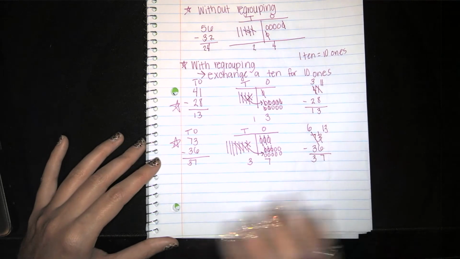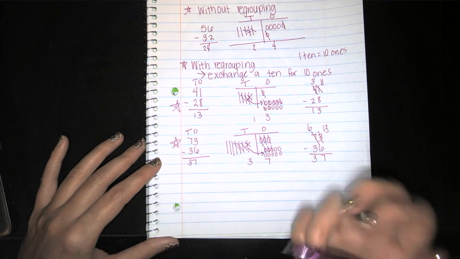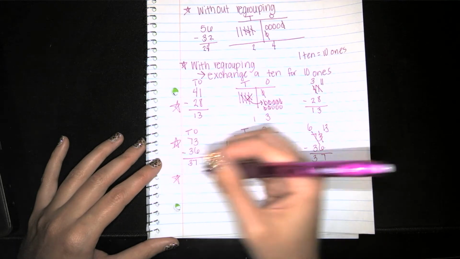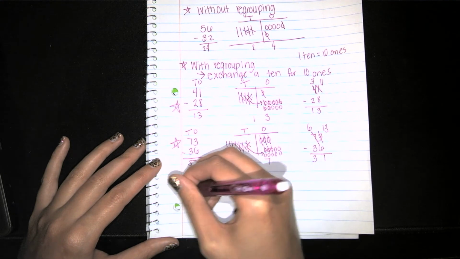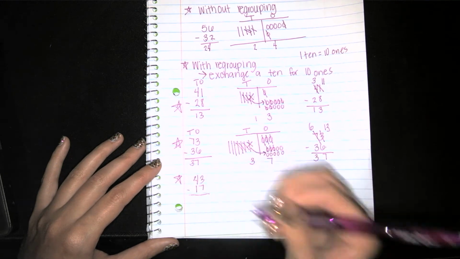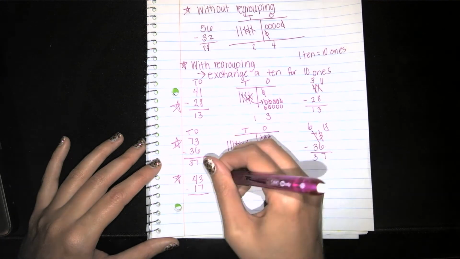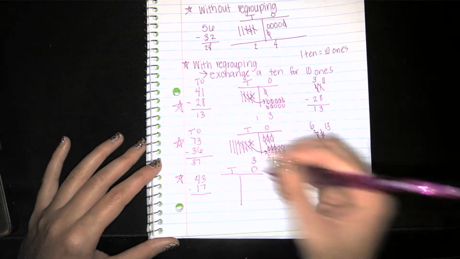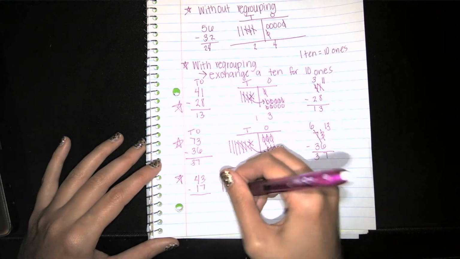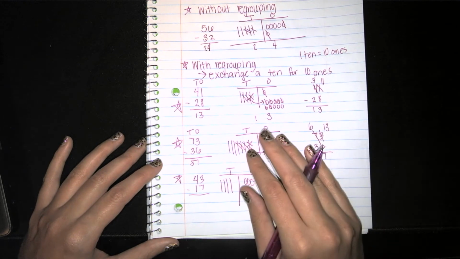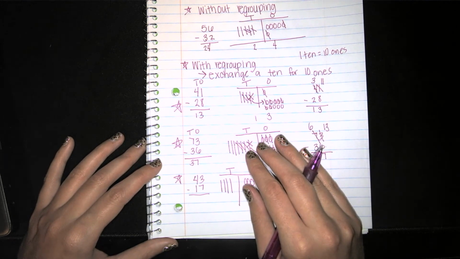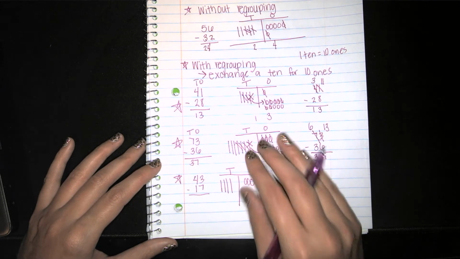All right, so the very last example we're going to do together is 43 minus 17. So I draw my tens and ones chart. 1, 2, 3, 4. 1, 2, 3. I do challenge you right now to pause this video and solve it first on your own and hit play when you are done solving.